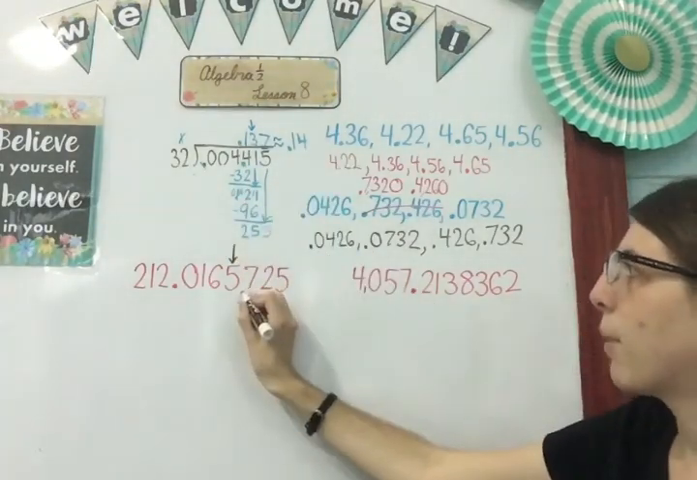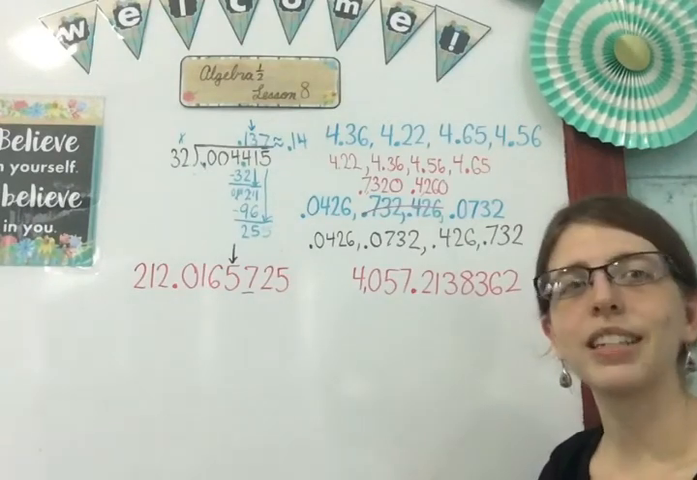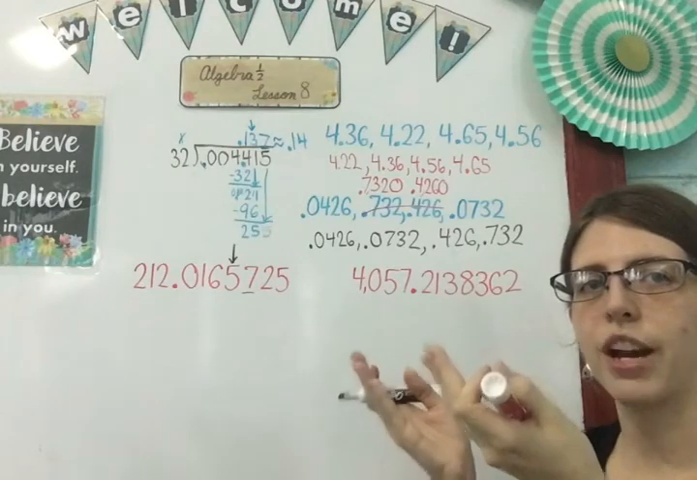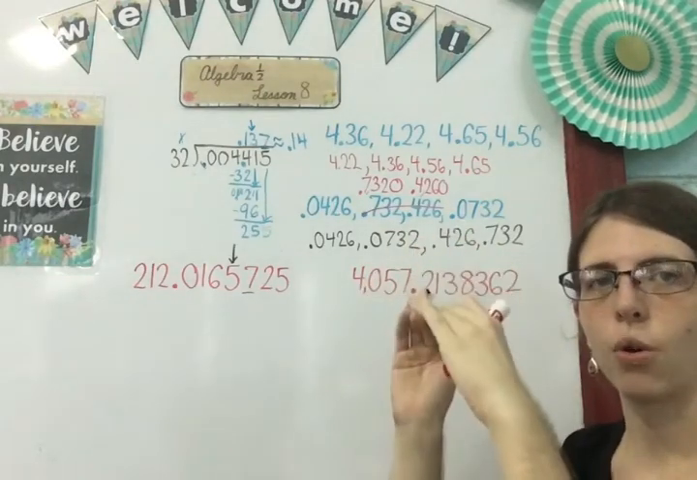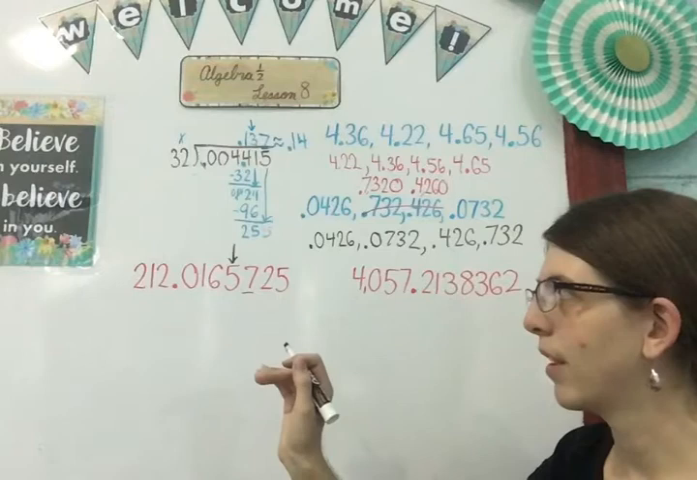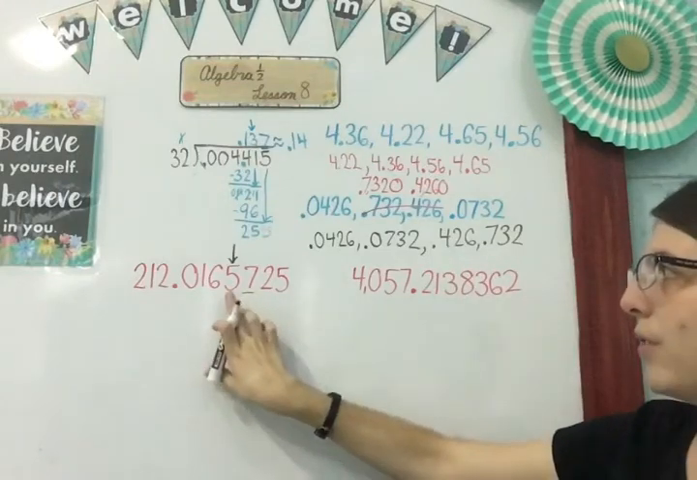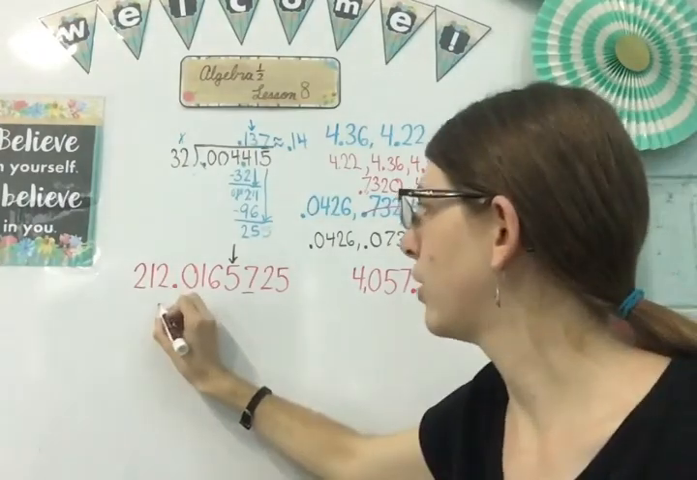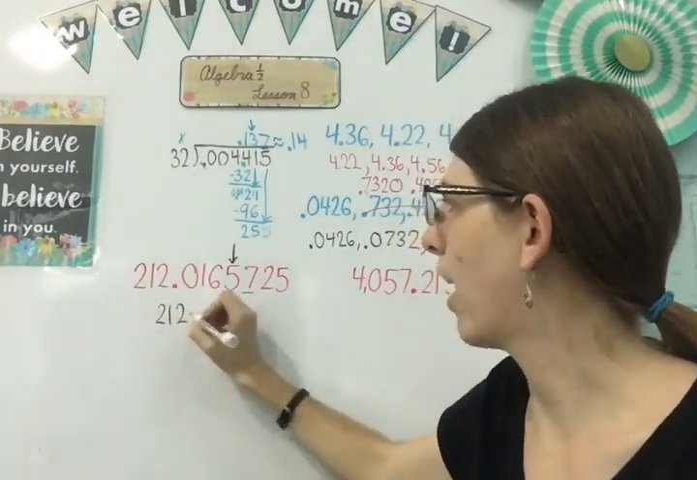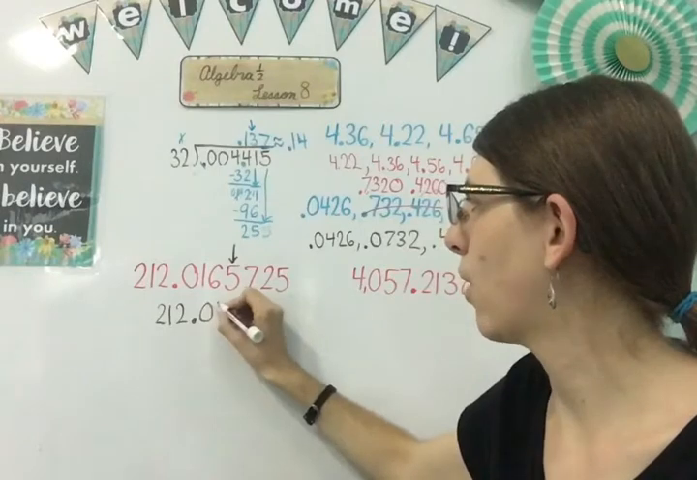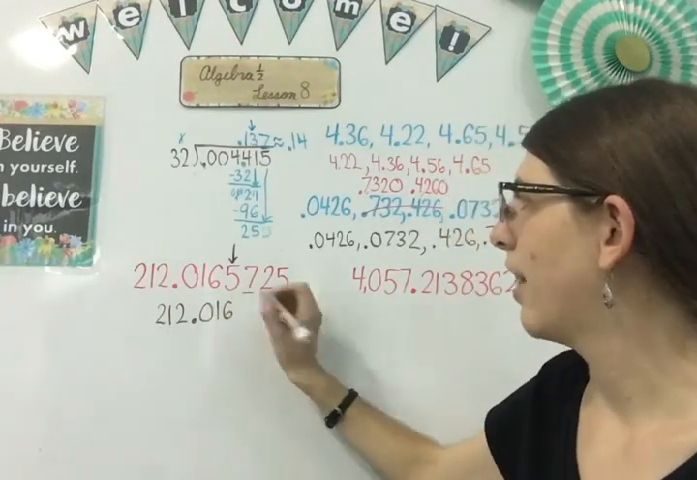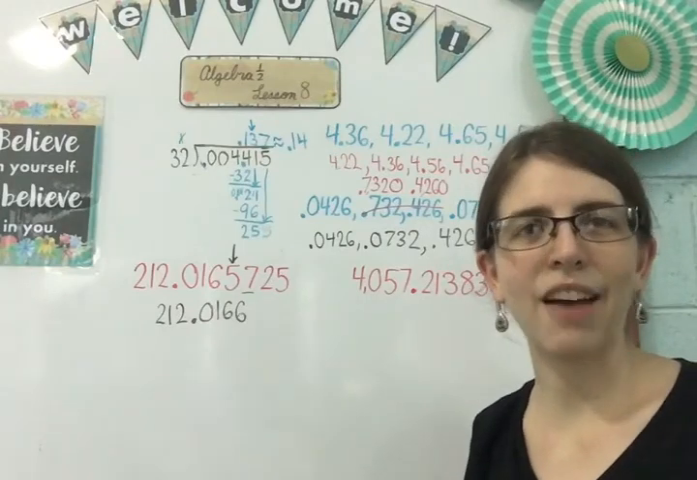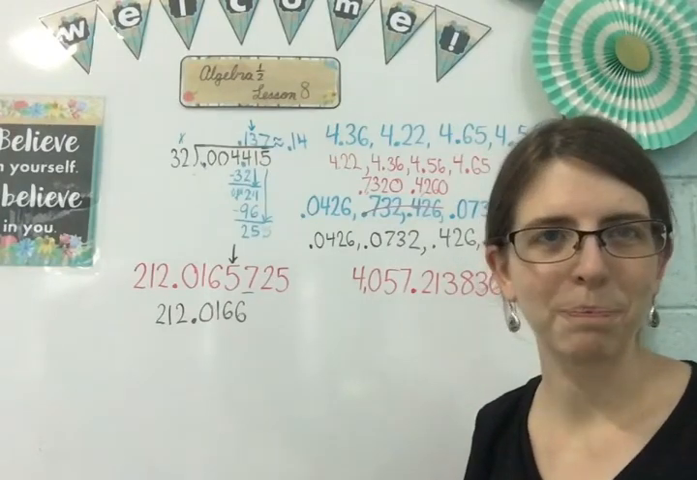So I look at the number right behind it. That number is a 7. Well, remember our rule. If our number is 5 or greater, round up. 4 or less, stay the same. So 7 is greater than 5, so I'm going to round my 5 up to 6. So my new number is 212.016. The 5 changes to a 6, and everything else behind it is left off. And that's your new number.